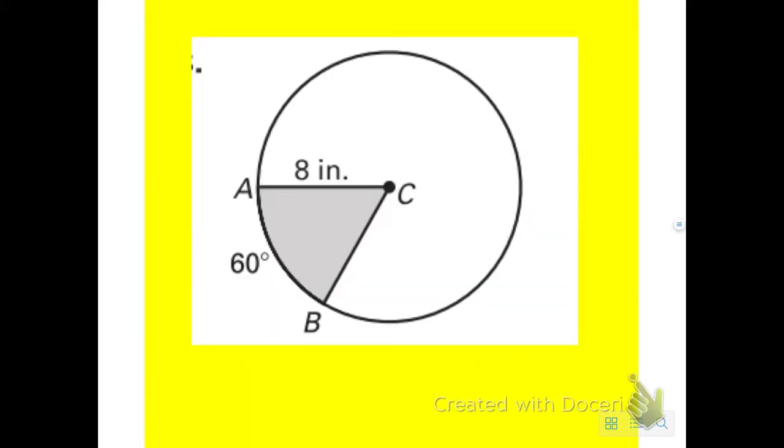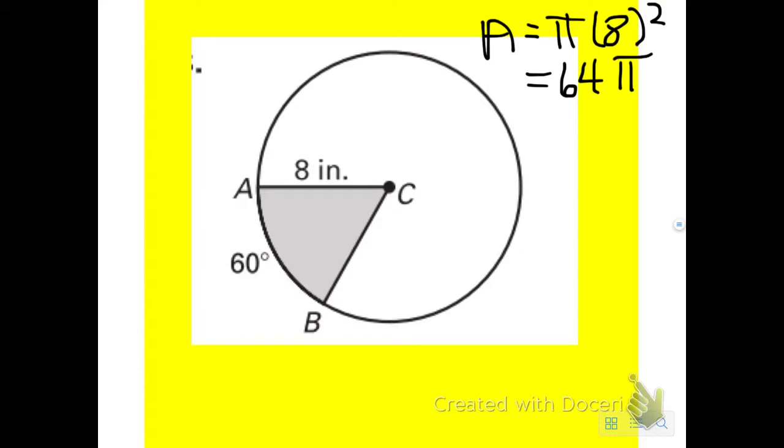Now, what we want to do is apply that, because now we don't want to find the area of the whole circle. We only want to find the area of the shaded part, the area of this sector, which is part of a circle. So you're still going to use your area formula for the circle, which in this case would be area equals pi times 8 squared, which would be 64 pi, because 8 times 8 is 64. Now again, I wouldn't go to an estimated answer. I would leave 64 pi. That is the area of the entire circle.